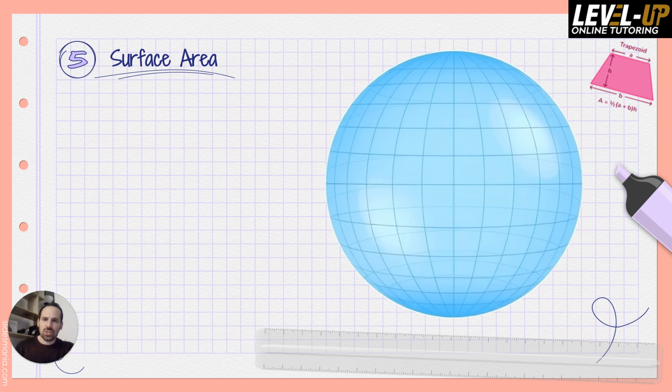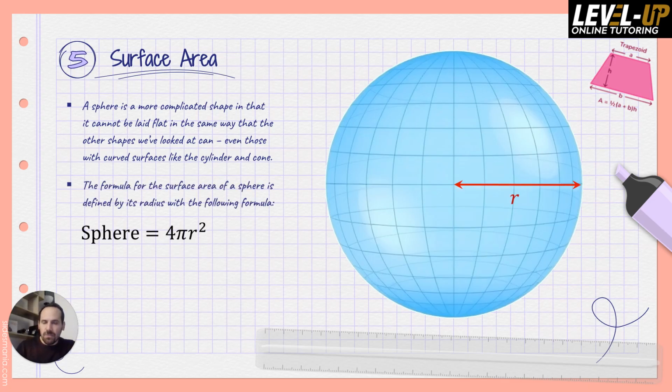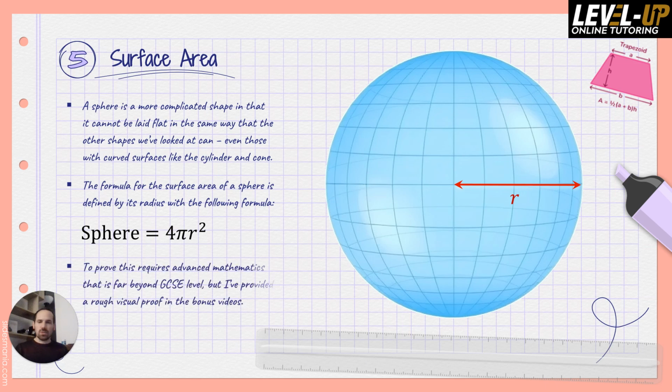So let's look at the surface area of a sphere. A sphere is a more complicated shape in that it can't be laid flat, like with these other shapes where we could just unravel it and lay it flat. If you imagine a sphere, because it's completely closed in just one surface, there are not multiple surfaces that we can pull apart. It's just one surface and it's completely curved around. There's nothing we can do. The formula for the surface area of a sphere is 4 pi r squared. This requires some very advanced mathematics, far beyond GCSE level, to prove.